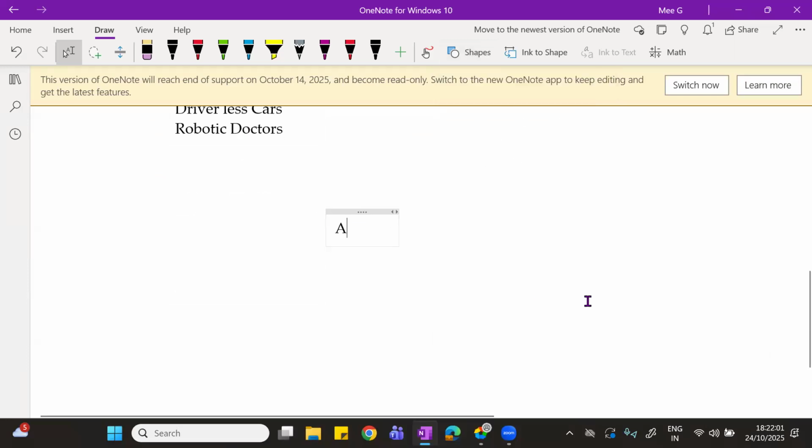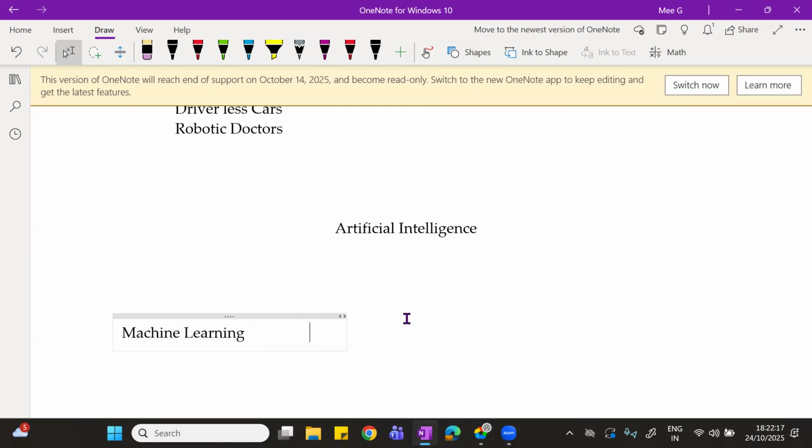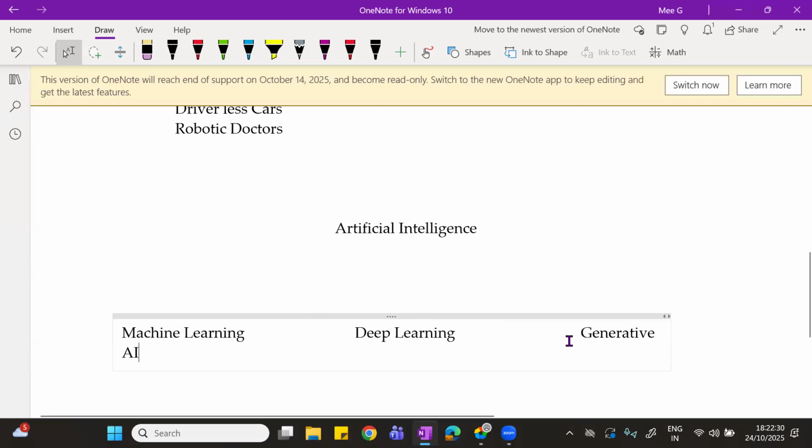Now, this artificial intelligence is implemented programmatically. Actually, it is implemented using machine learning, and you can implement it using deep learning. You can implement it with generative AI or agentic AI.